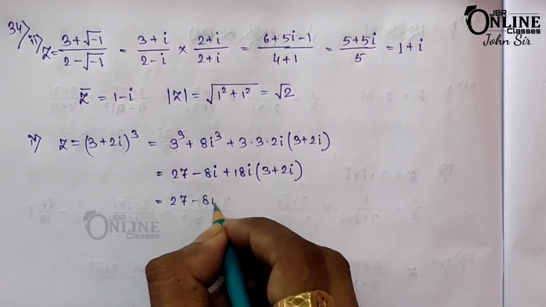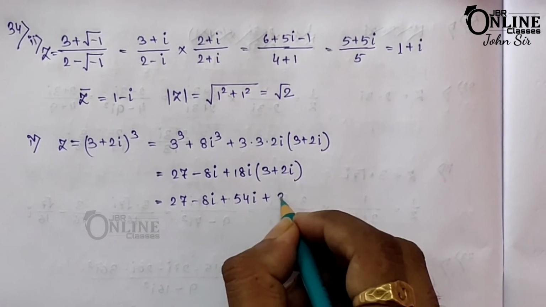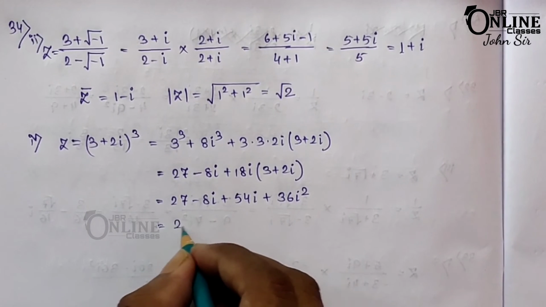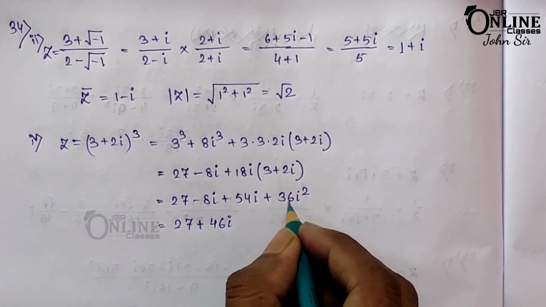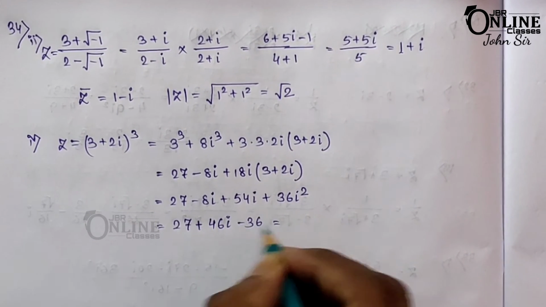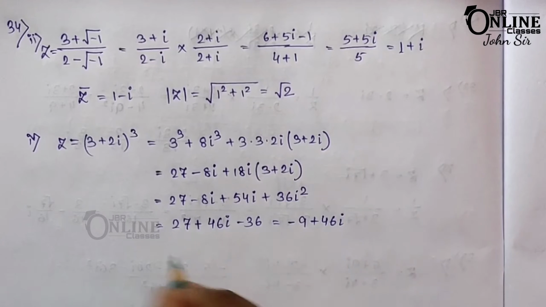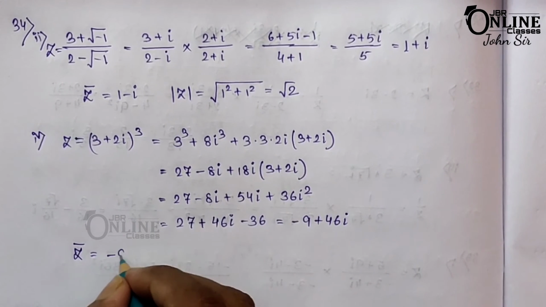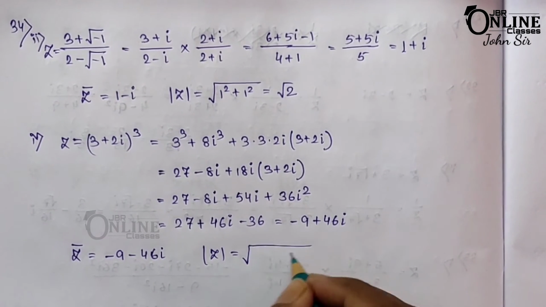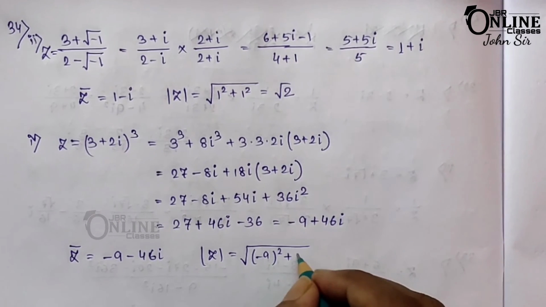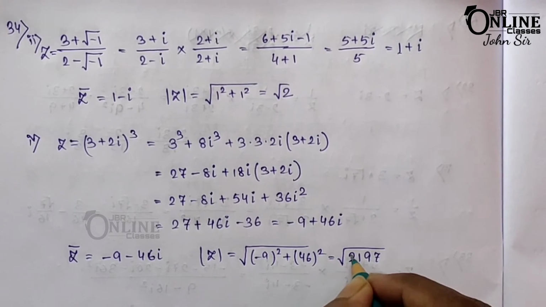Now 27 minus 8i, here 18 into 3, that means 54i, and then 36i². So 27, here 54 minus 8, it will be 46i, and 36i² means minus 36. So 27 minus 36, it will be minus 9 plus 46i. Now you have to find out z bar, the conjugate. It will be minus 9 minus 46i, and here mod z will be root over (−9)² plus 46². So your answer will be root over 2197.